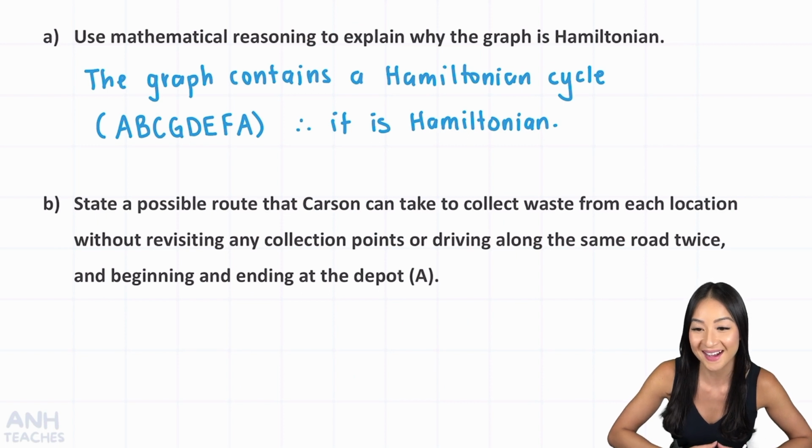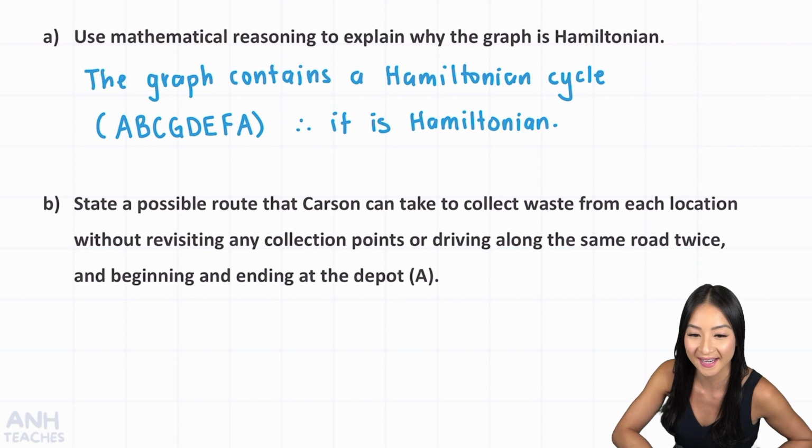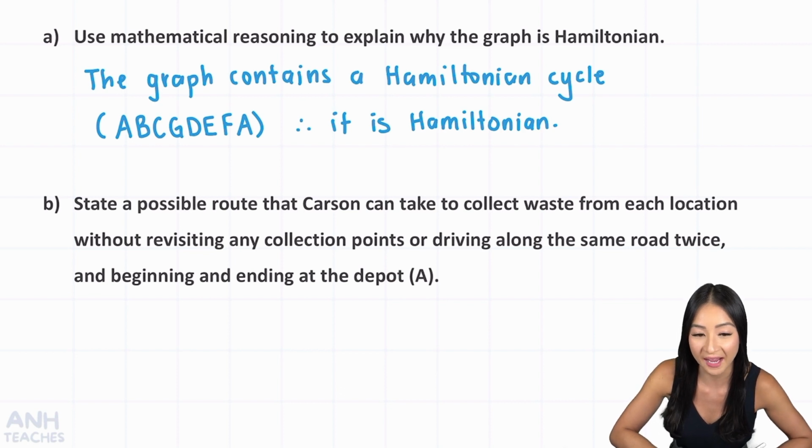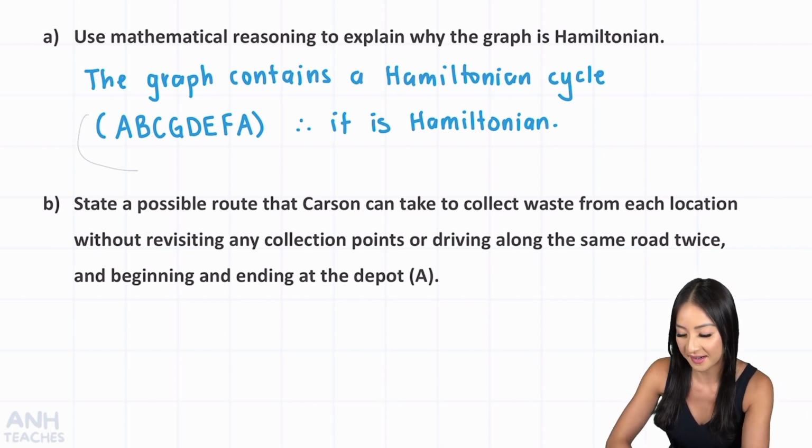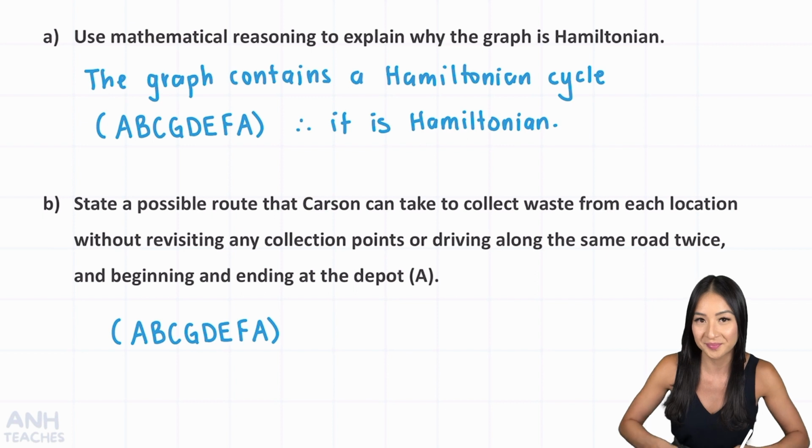Okay, part B now asks us to state a possible route that Carson can take to collect waste from each location without revisiting any collection points or driving along the same road twice, and beginning and ending at the depot. Well, I already did that in the previous part, so let's just duplicate that and bring that down.